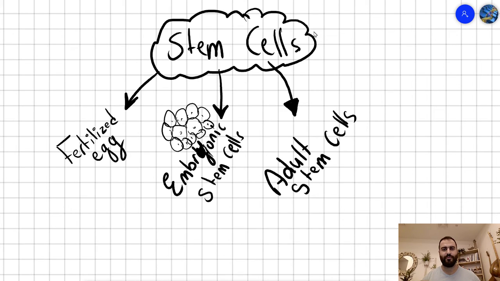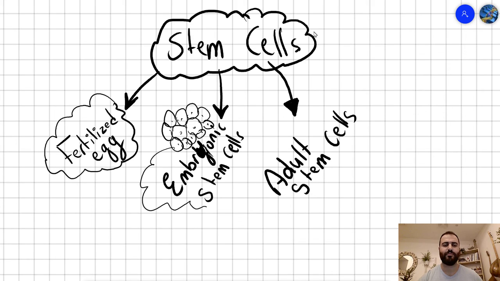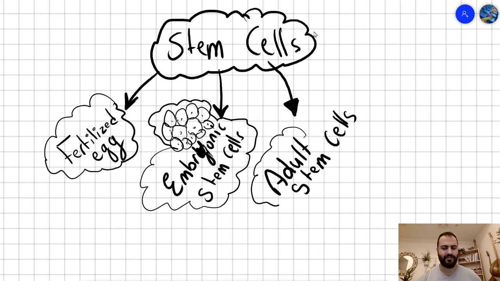So if I want to say which one has the maximum potential or the highest ability to differentiate, definitely it's the fertilized egg, because the fertilized egg can give rise to a complete human being. Embryonic stem cells can form organ systems and organs, and they have great potentials. Whereas adult stem cells, they don't have really high potentials. They can form only tissues such as skin, muscles, blood.